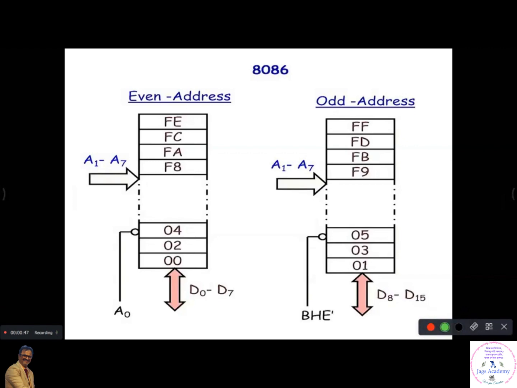See here. These are all even addresses, and all these are odd addresses. For even addresses, D0 to D7 is connected to D0 to D7, and odd addresses get data on D8 to D15. That means it totally gets 16-bit data in one machine cycle from I/O devices, like you have done the same for memory devices. This is applied to I/O devices also. The purpose is to get 16-bit data at a time. Have you understood this?